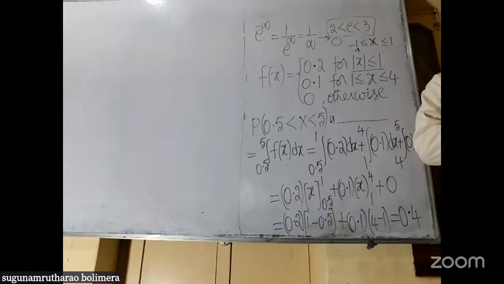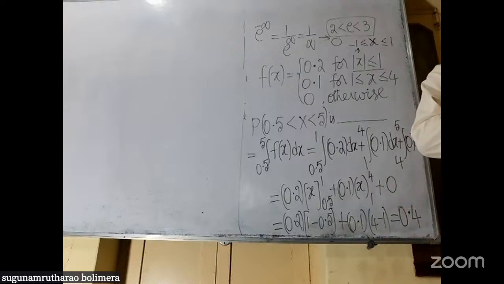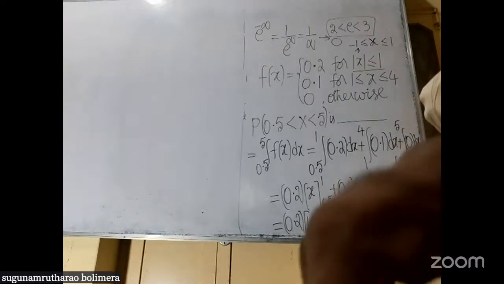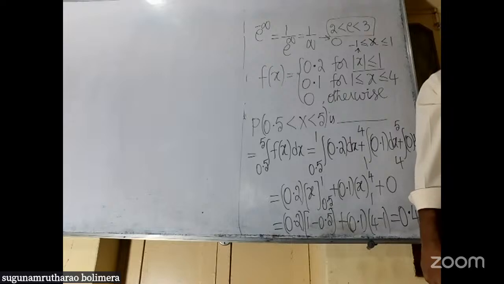The minimum and maximum lifetimes of the bulb are 1 and 2 years respectively. And the value of k is?